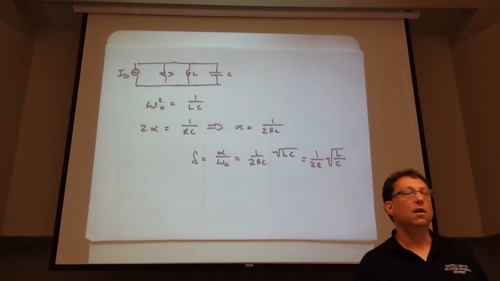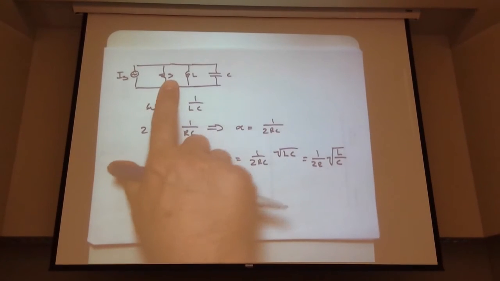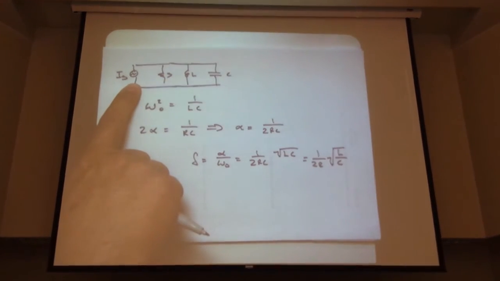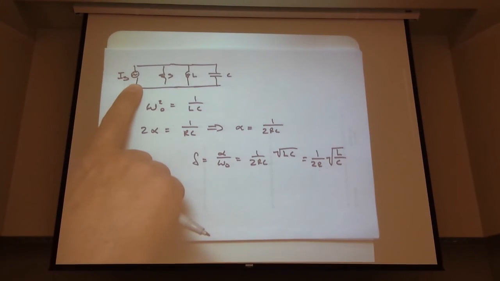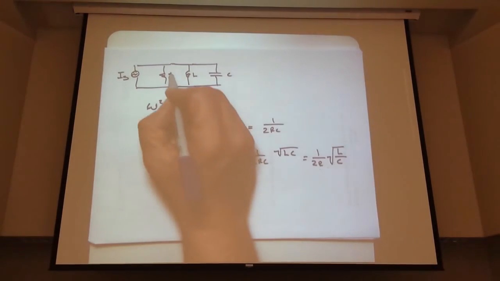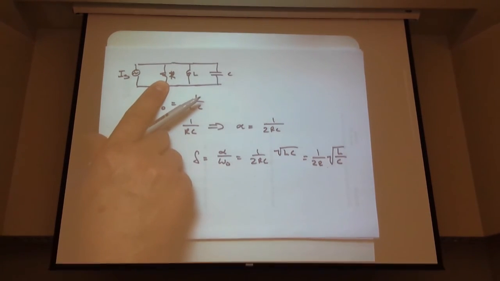Yeah. Well, effectively here, if we increase resistance, what are we doing? Well, this is a current source. That current's got to go somewhere. If we increase resistance, how much current's going to go through that resistor? Well, less.